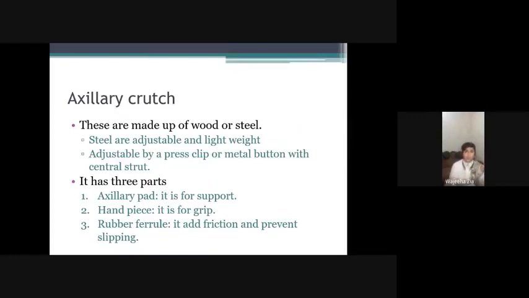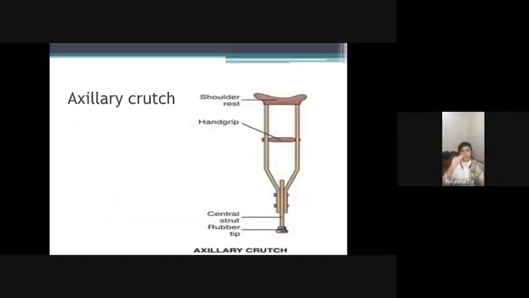The steel crutches are recommended because of their light weight and adjustability. It has three parts, which you can see in this diagram. The first one, the top one, is the axillary pad. Then there is a hand piece for the grip, and the rubber ferrule, which adds friction to prevent slipping. And the central stud makes this steel axillary crutch adjustable.